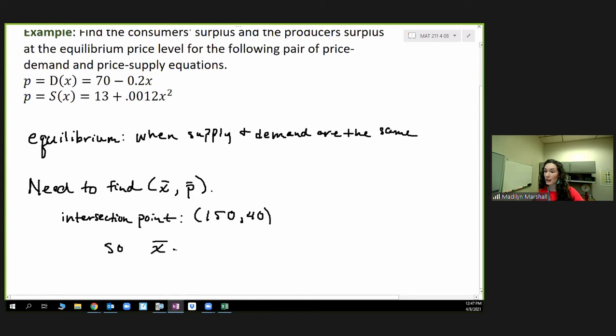So that means that X bar equals 150 and P bar equals 40. We would get the same thing if we took this price equation, the 70 minus 0.2x, and set it equal to the supply, or excuse me, the demand equation, and set it equal to the supply 13 plus 0.0012x squared. And you could solve that with a quadratic formula, which is totally fine, but you can also just graph it.